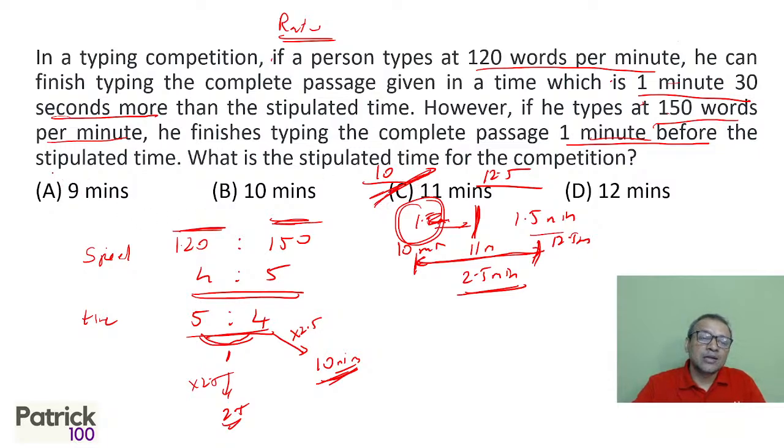For example, if you take 9, 1 minute before is 8 minutes, 1.5 minutes after is 10.5 minutes. Ratio is not 4:5, so it can't be the answer. The only option which gives you ratio 4:5 is C option. You can get the answer with the options.